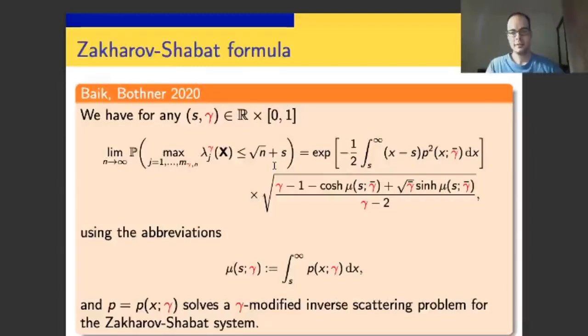Okay? After some calculations, out comes an exact formula for the limiting distribution function, with the Tracy-Widom factor out front, but not depending on a Painlevé function, but on a solution to an inverse scattering problem, and then some combinations of hyperbolic functions. Those functions are defined in terms of the antiderivative of the solution to the inverse scattering problem. So this is again where Professor Schrödinger appears.